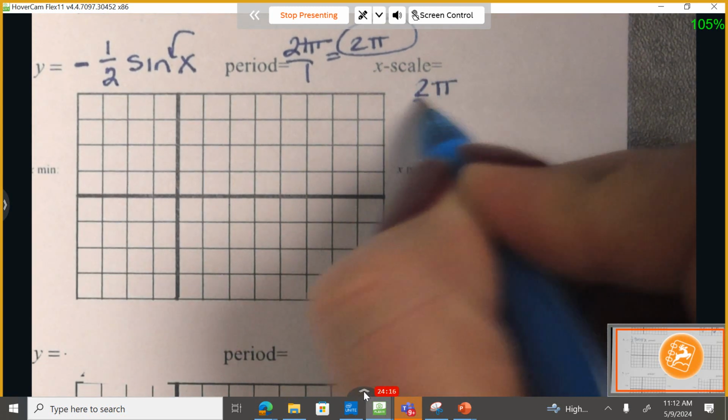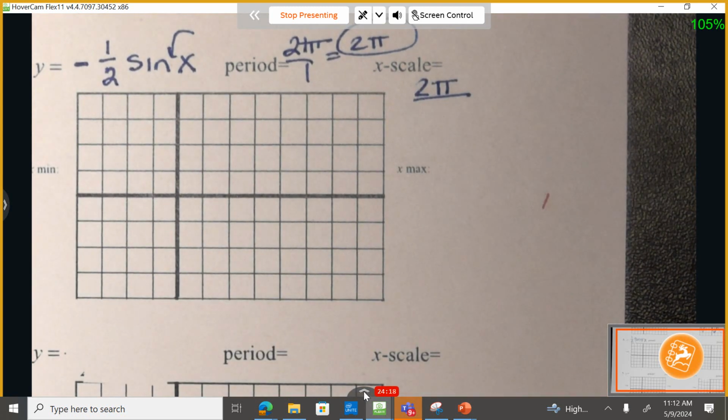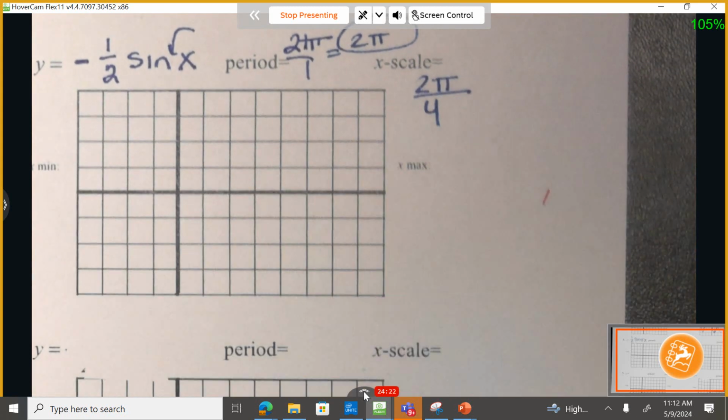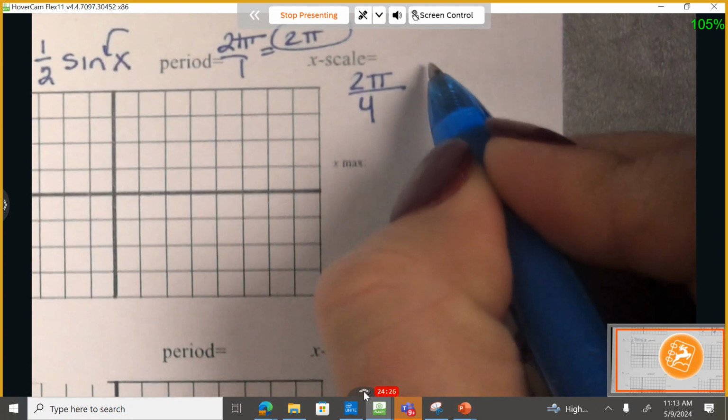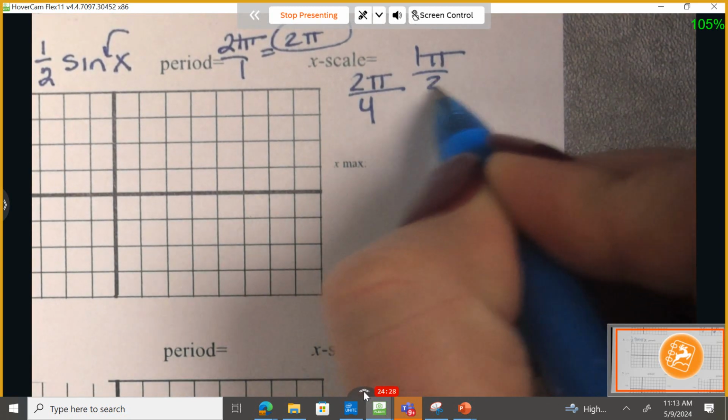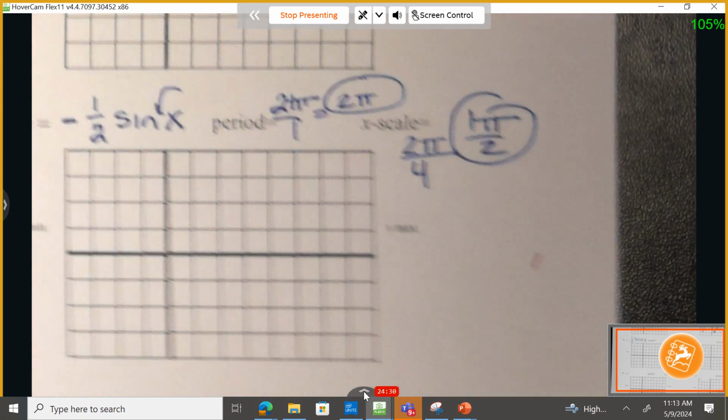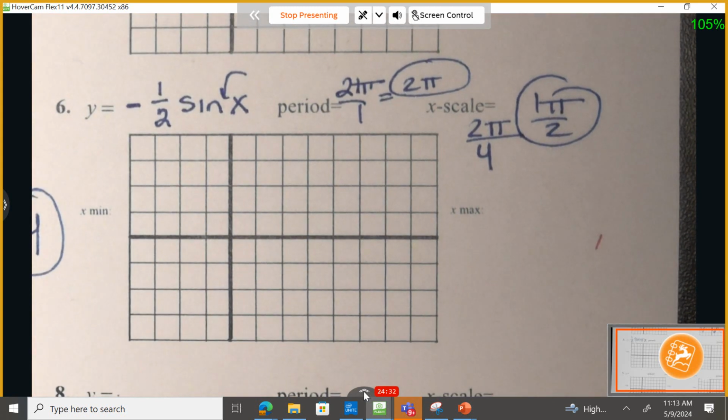Take 2 pi and ask yourself, how many steps are there when you're going to graph a sine? So even if you don't reduce, if you have 2 pi over 4, I'd be accepting of that. Now, I know that reduces to 1 pi over 2 or pi over 2, but I'd be totally accepting of 2 pi over 4 or 1 pi over 2.